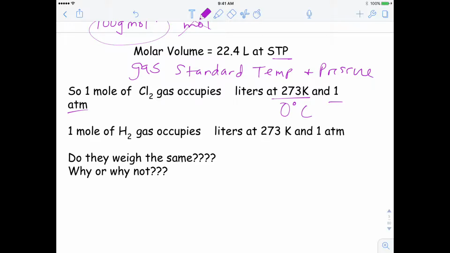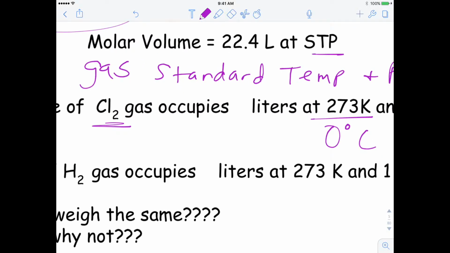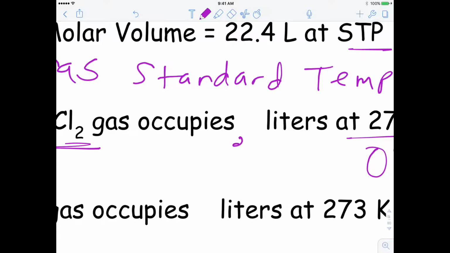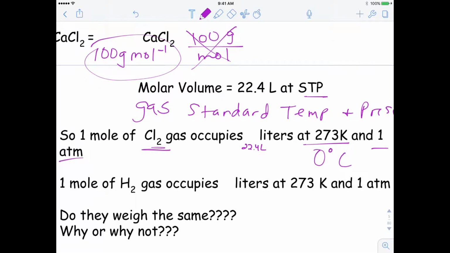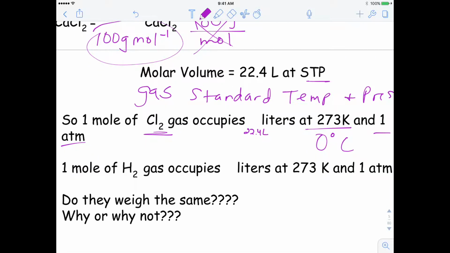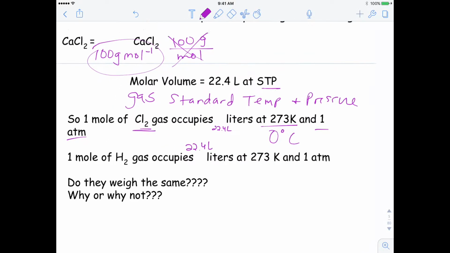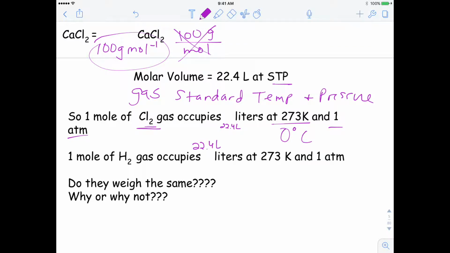If we have 1 mole of hydrogen gas, we're going to have 22.4 liters of it. Seth, is this yours? And sorry, Miss Carrillo doesn't know that I'm recording this video, but it's okay.